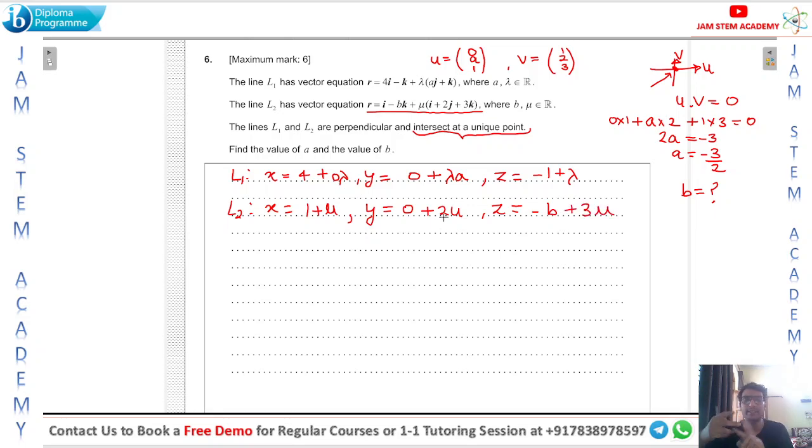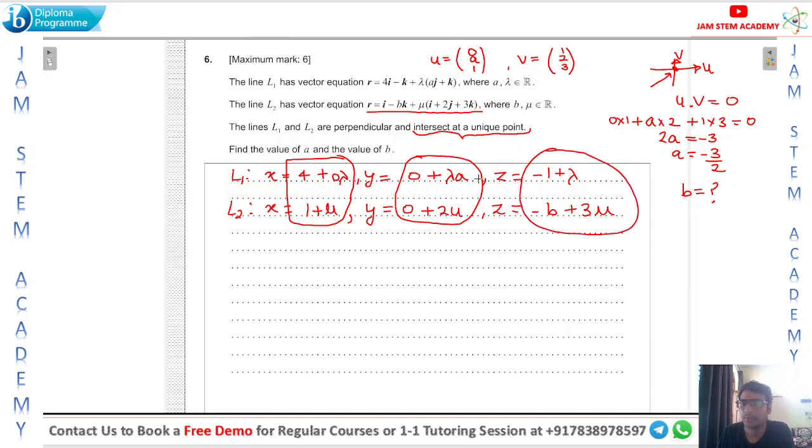Since these 2 points lying on these 2 lines are the same, because they have a common point, I can equate the x values, the y values and the z values. So let's equate these values and get the values of b, lambda, mu from this. On comparing their x parts, I get 4 equals 1 plus mu. That gives mu equals 3. So we got the value of mu.